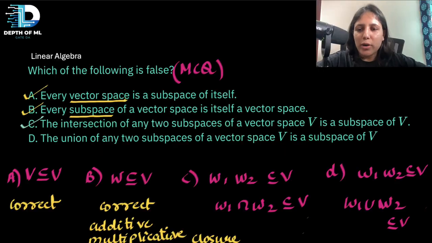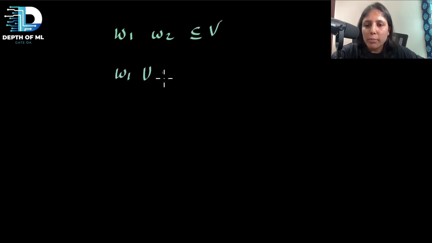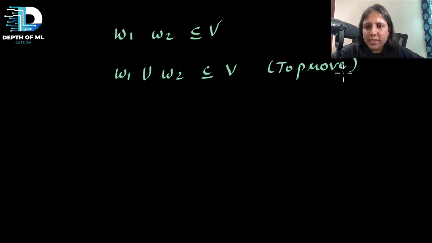Okay, so now only one option is left, and because this is an MCQ, this must be the answer. But let's look at this and understand why this is false. Union of any two subspaces of a vector space is a subspace. This is not the correct statement. Okay, so what the statement is saying is that if W1 and W2 are two subspaces of the vector space V, then W1 union W2 is also a subspace of V, right? To prove this false, when you have to disprove these kinds of things, even if you can present one example which negates this particular statement, you are done.